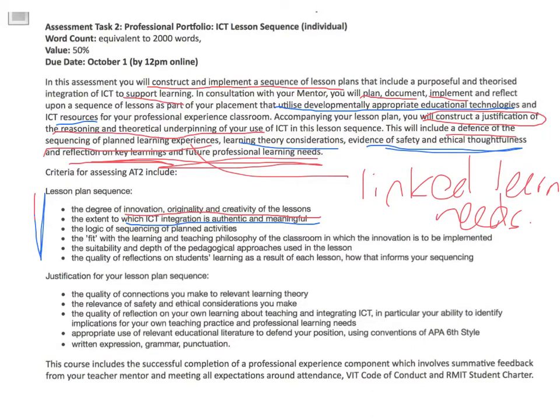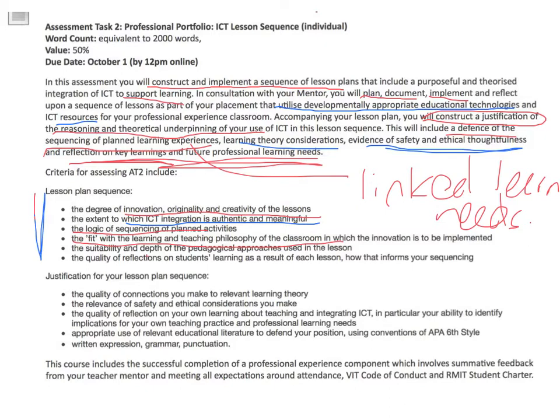We'll be looking also at how logical your sequencing is, whether it makes sense to us that that seems to be a reasonable way to move through the sequence of your lessons. The fit with the learning and teaching philosophy, this is something that you might annotate as to justifying why you've taken the particular approach that you've taken in your sequence.